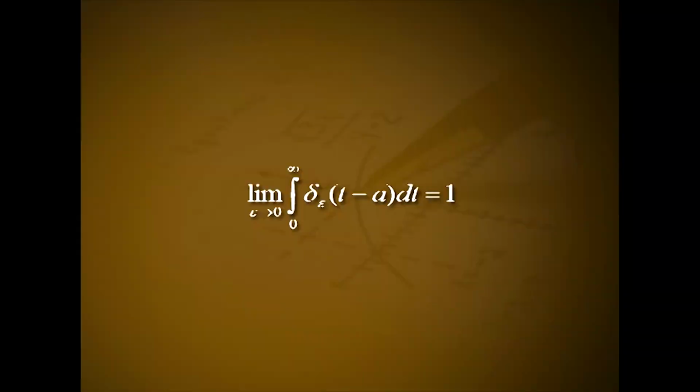As epsilon tends to 0, the function delta epsilon of t minus a tends to be infinite at t equal to a and 0 elsewhere, with the characteristic property that its integral across t equal to a is unity. Now, the limit as epsilon tends to 0 of the integral from 0 to infinity of delta epsilon of t minus a dt is equal to 1, which represents a unit impulse at t is equal to a. Hence, the limiting form of delta epsilon of t minus a as epsilon tends to 0 is expressed as the unit impulse function denoted by delta of t minus a.